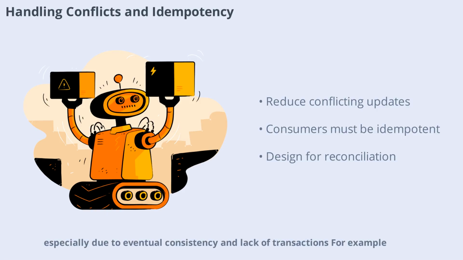and lack of transactions. For example, a stock reduction event might arrive while an order is being placed, requiring reconciliation. Event consumers must also be idempotent, meaning they can handle the same event more than once without causing errors. This ensures that even if an event is processed multiple times, the system's state remains correct. Designing for idempotency and conflict resolution is essential for robust event sourcing systems.